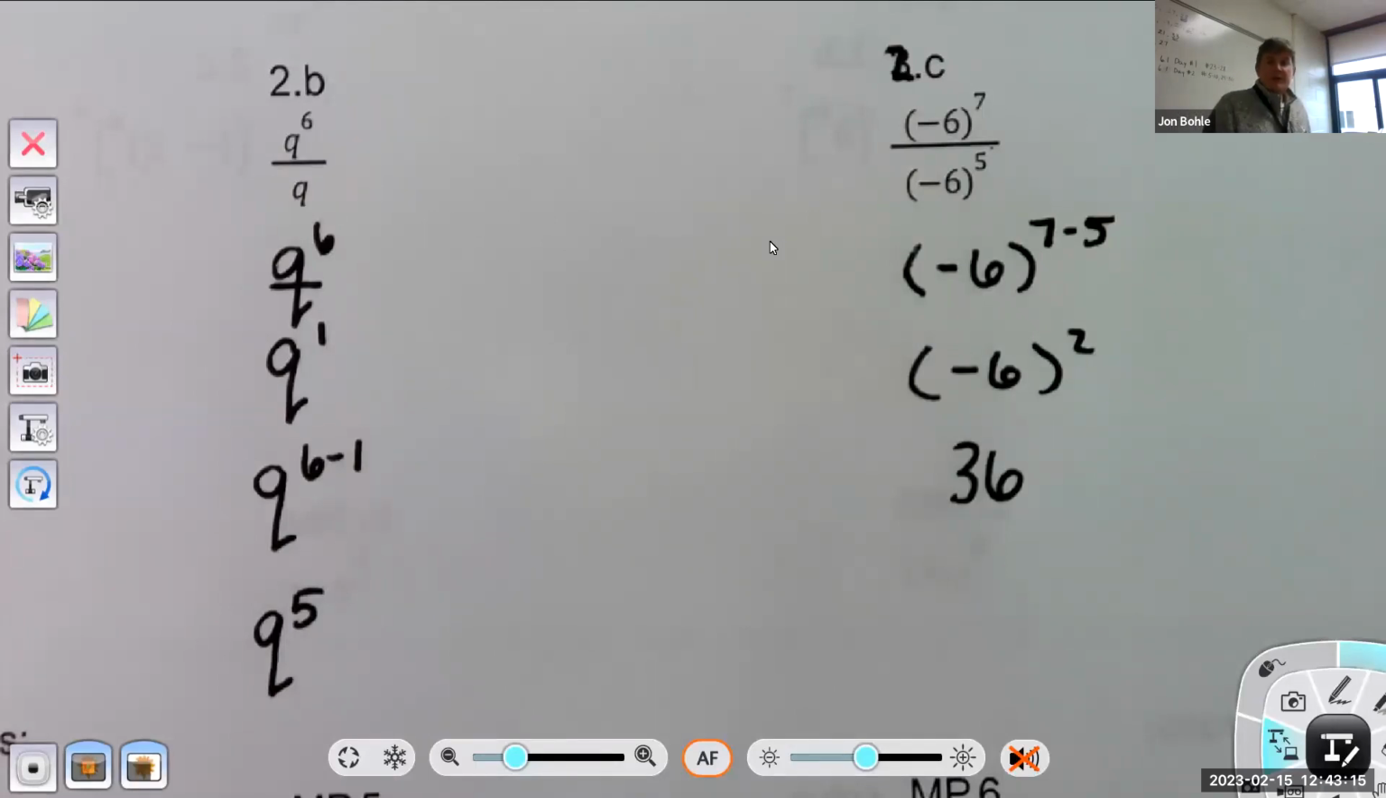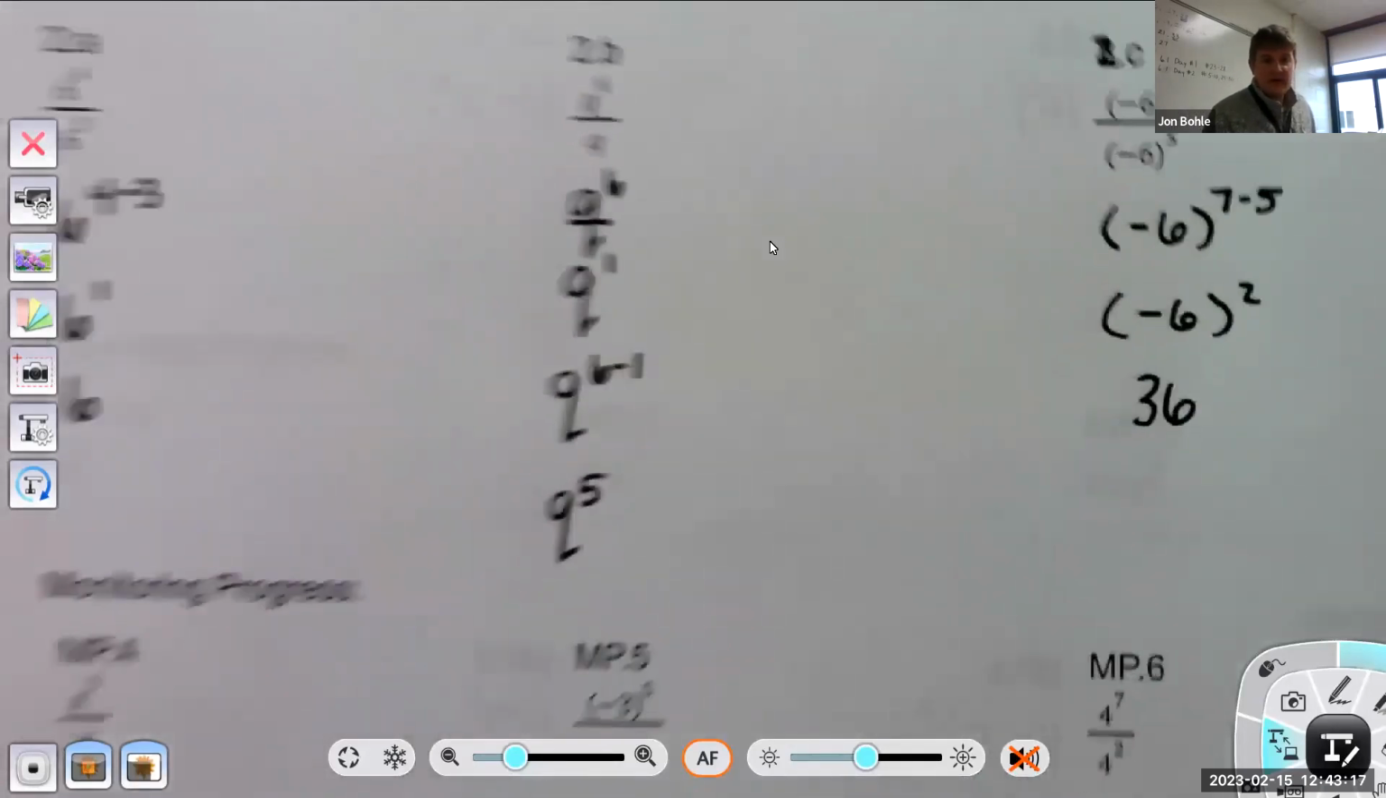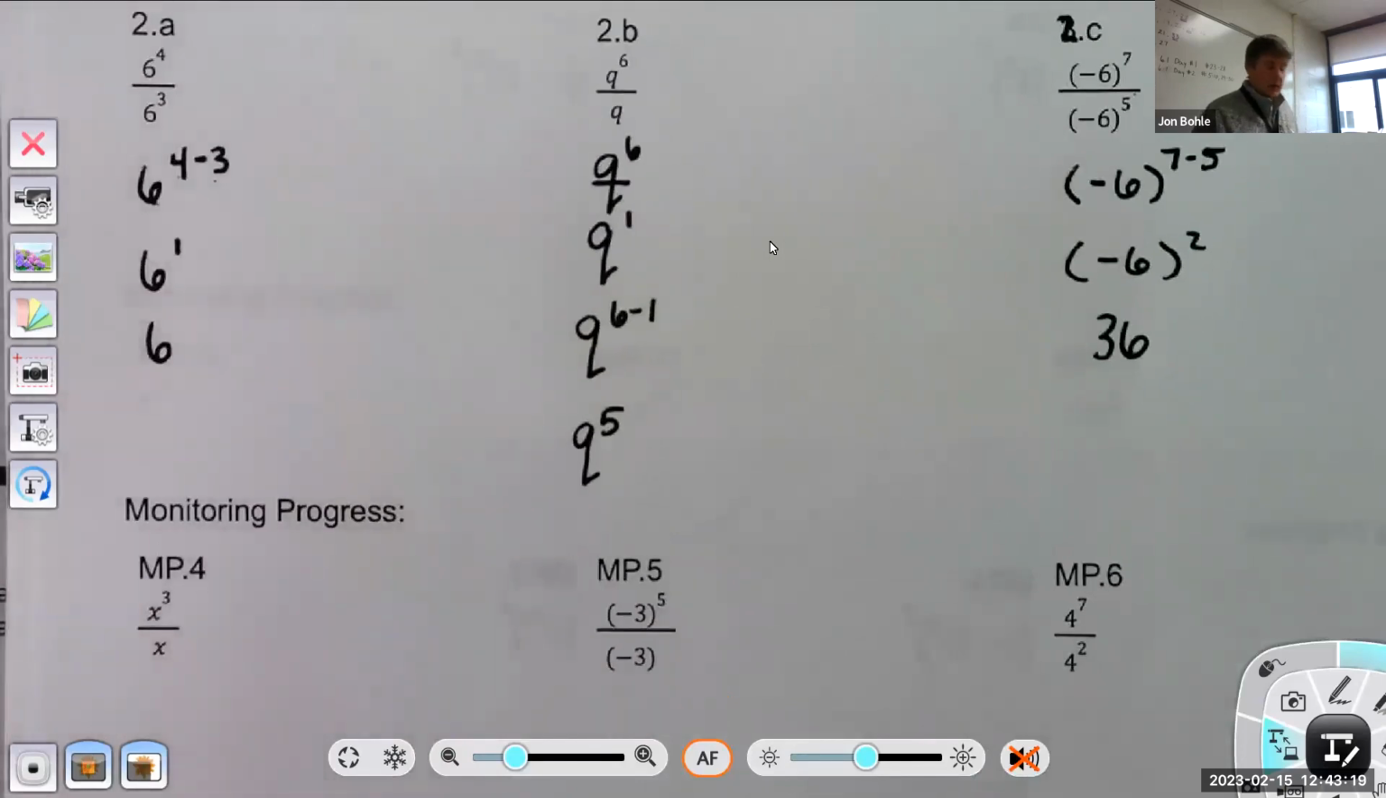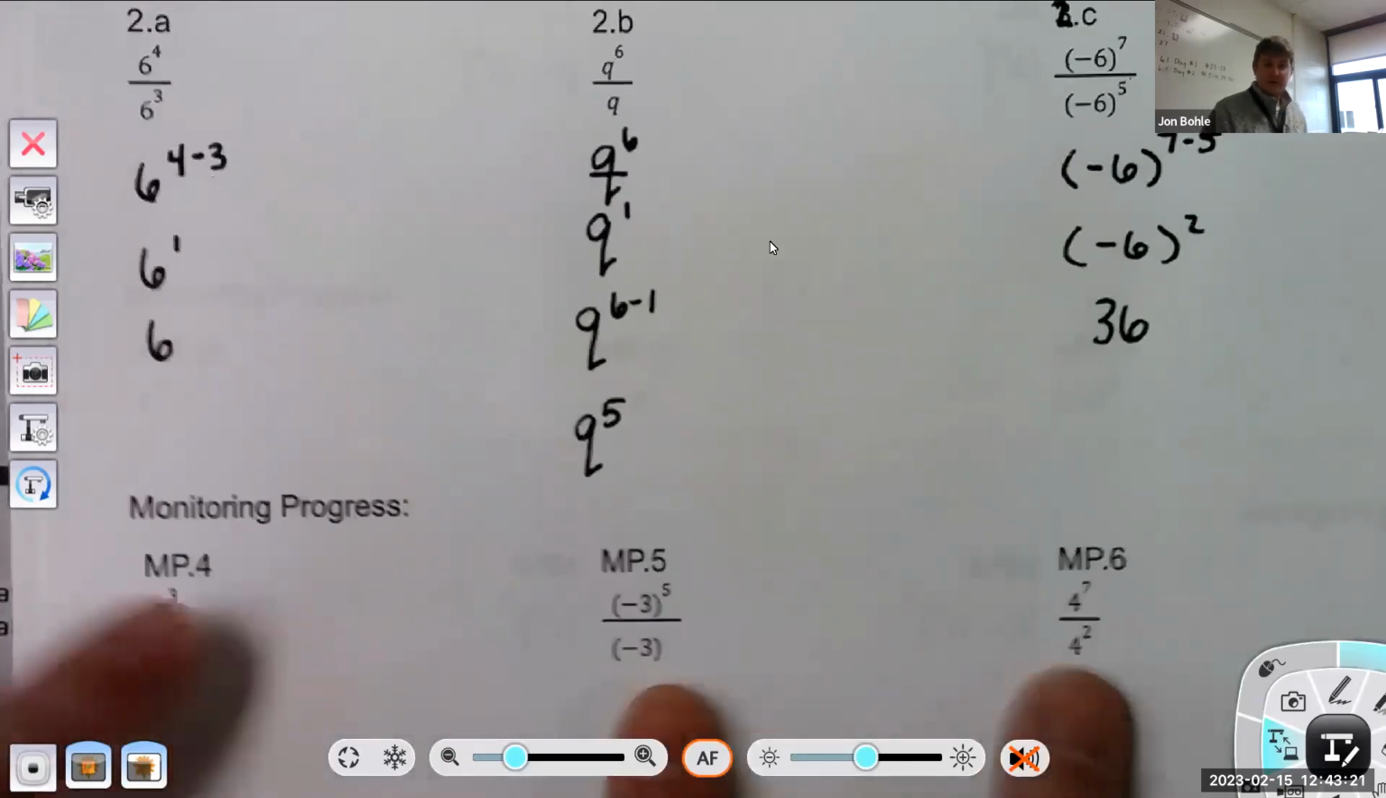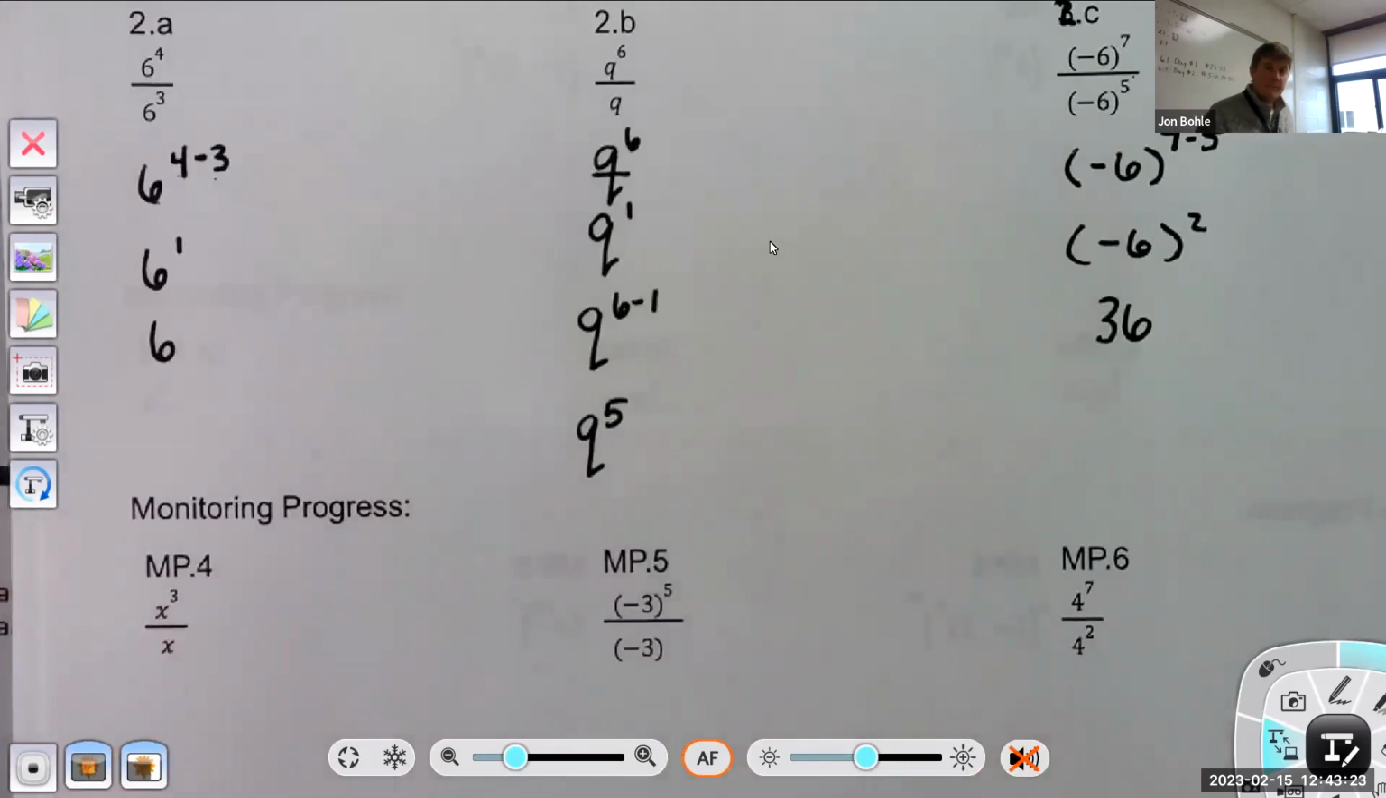Okay. So now that we've gone over 3 examples, what I'd like everybody to do is pause the video and go down and work through these monitoring progress problems.